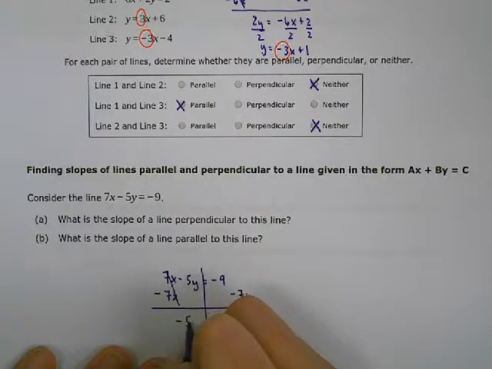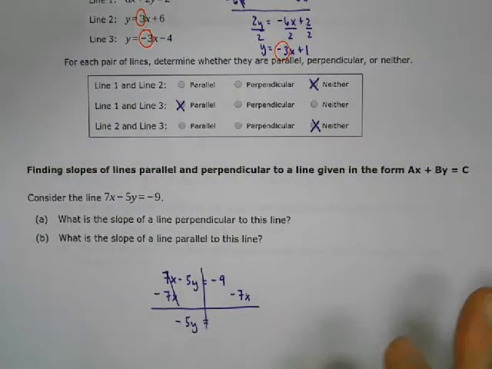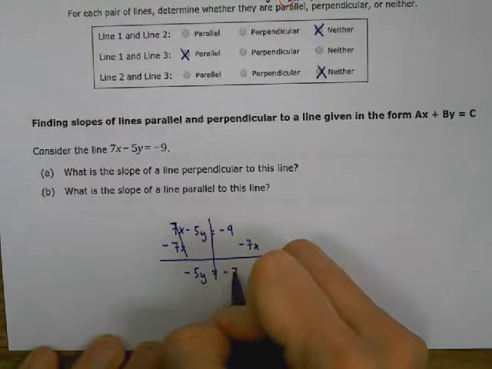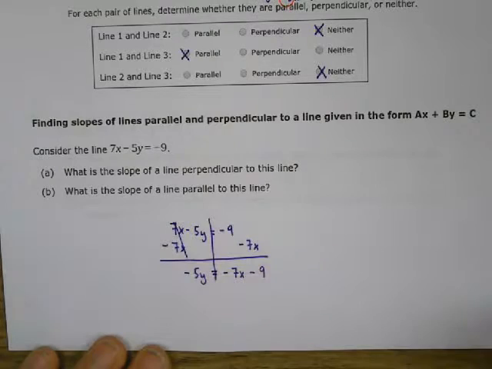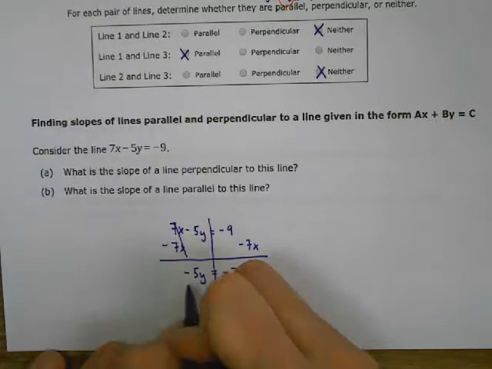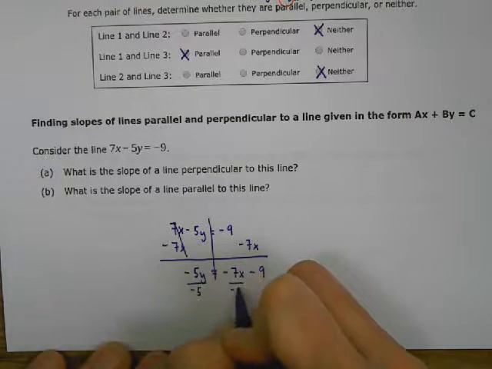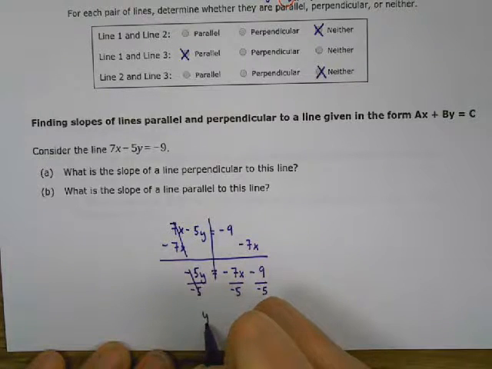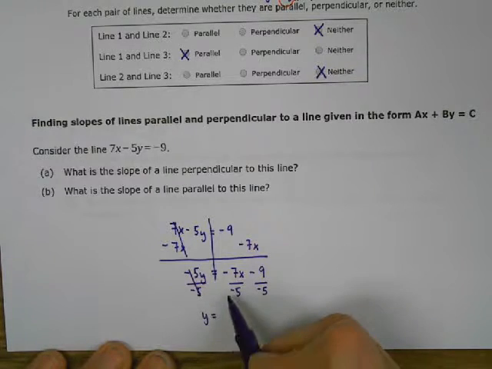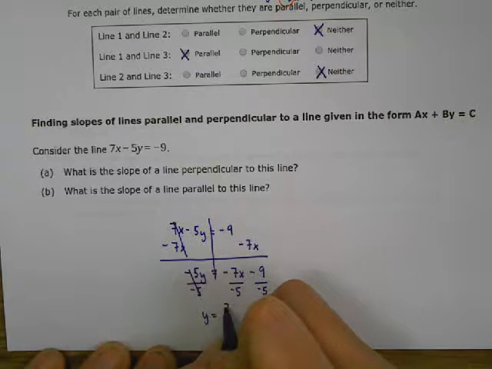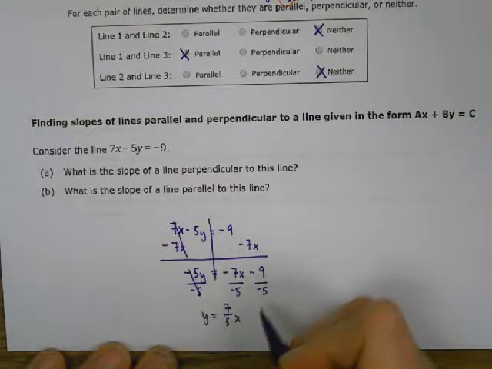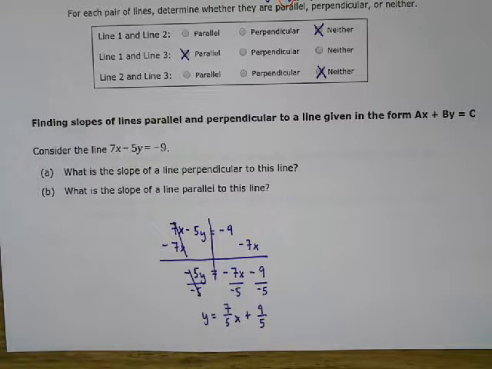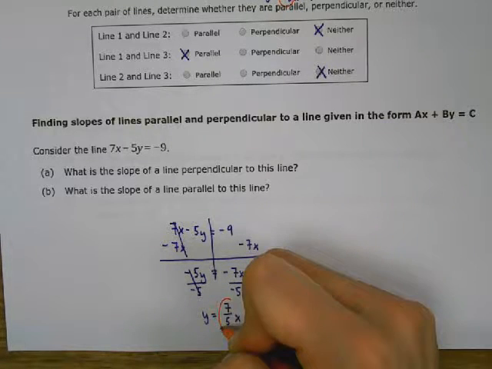When I do that, I have a -5y. And on the right hand, I have a -7x minus 9. Now I'm going to divide by -5. And so I get y equals, now I can't reduce this, but negative over negative will give me a positive. So 7/5 x, and then plus 9/5. So I know the equation of my line has a slope of 7/5.